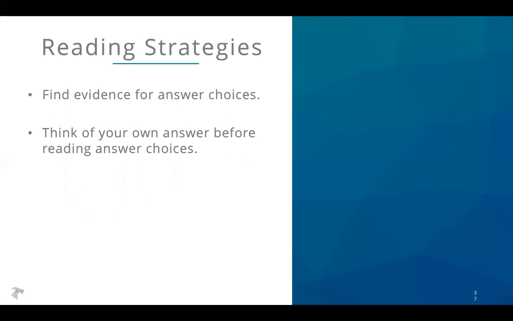Some reading strategies. Always find evidence for your answer choices. I know I mentioned this earlier, but in order for an answer to be correct, there always has to be only one right answer. And the way that that happens is that the passage has to pretty much say whatever the correct answer choice is. So you should always be able to find evidence in the passage for the correct answer. And thinking of your own answer before you look at the answer choices can also help you to avoid getting distracted by any information or content that might seem compelling that's put into the wrong answer choices.